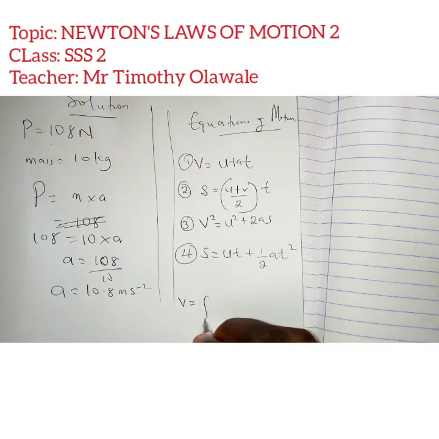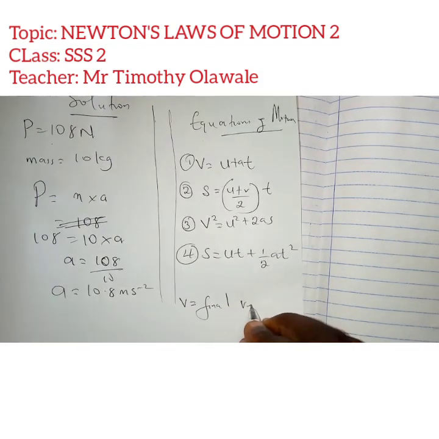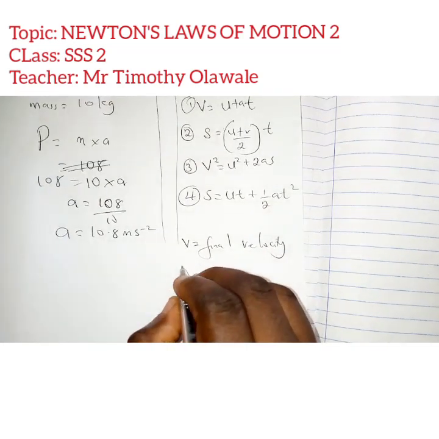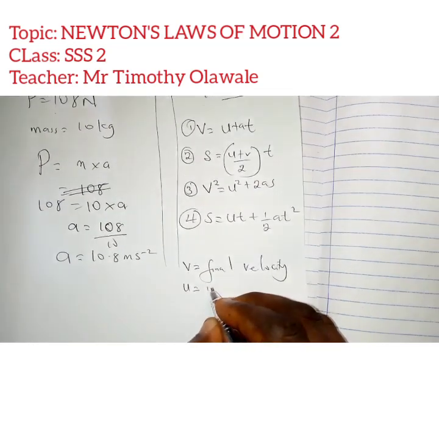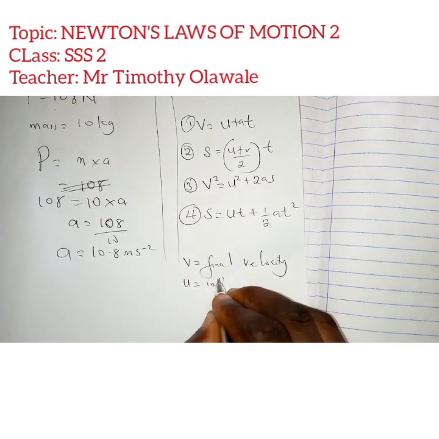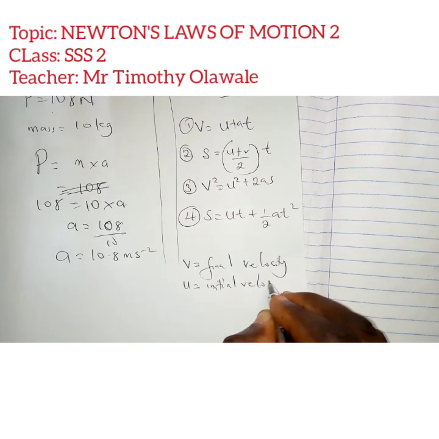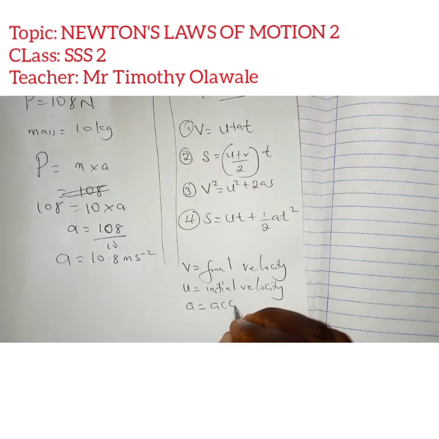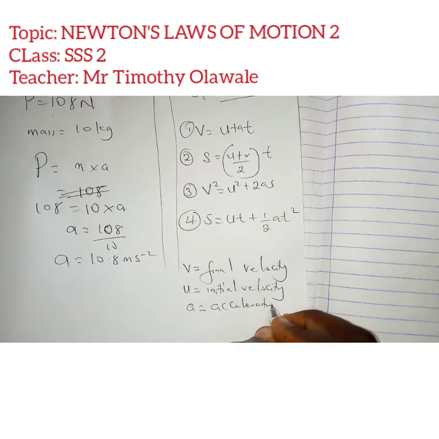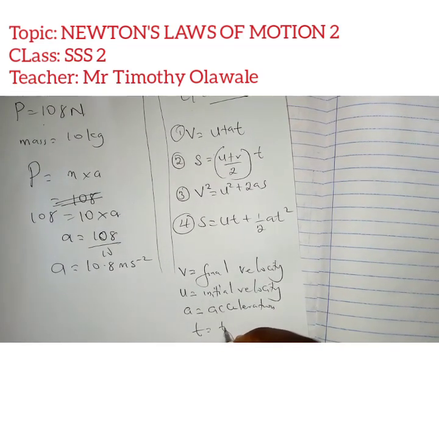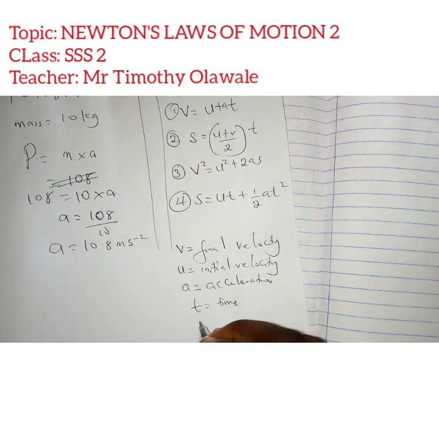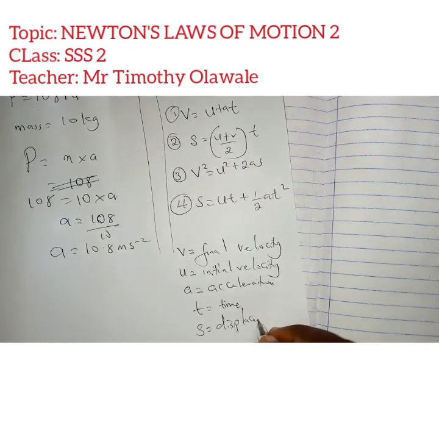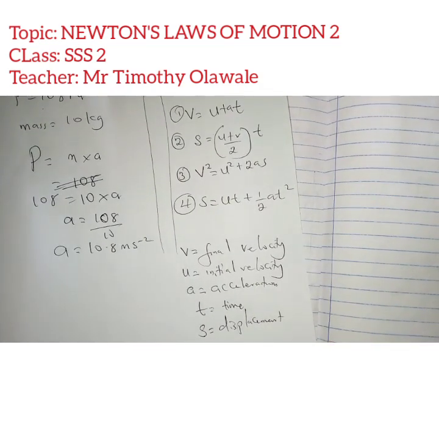V equals final velocity, okay? Are you seeing that? U equals initial velocity. A equals acceleration. T equals time. S equals displacement or distance, as the case may be.